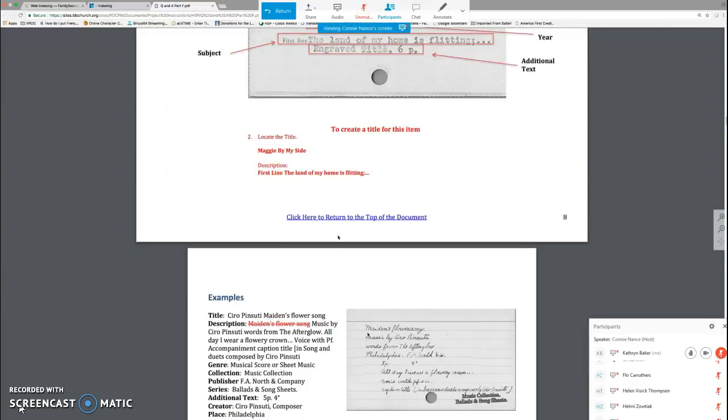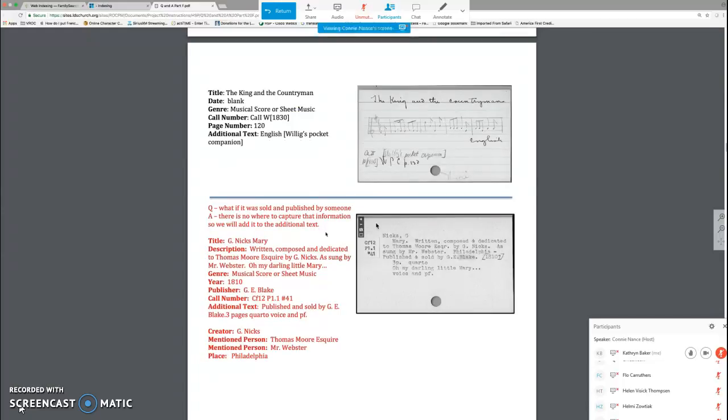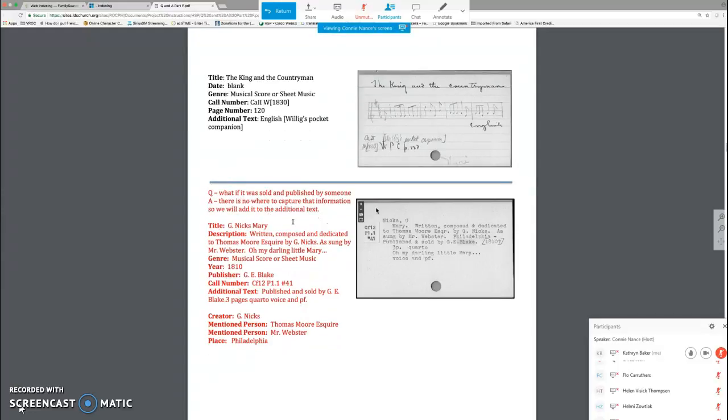What if it was sold and published by? We talked about that. When it says sold and published by, just put it in additional text, so that we know that it was also sold by them.